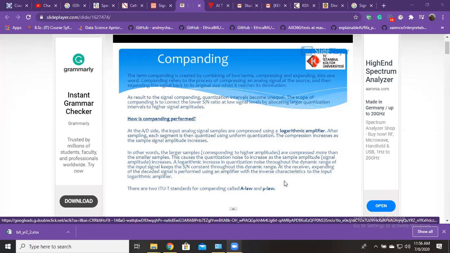At the AD side, the input analog signal samples are compressed using a logarithmic amplifier. After sampling, each segment is then quantized using uniform quantization. The compression increases as the sample signal amplitude increases. In other words, the larger samples, corresponding to higher amplitudes, are compressed more than the smaller samples. This causes the quantization noise to increase as the signal amplitude increases. A logarithmic increase in quantization noise throughout the dynamic range of the input signal keeps the SNR constant throughout this dynamic range. At the receiver, expanding of the decoded signal is performed using an amplifier with the inverse characteristics to the input logarithmic amplifier. There are two ITU standards for companding called A-Law and Mu-Law.